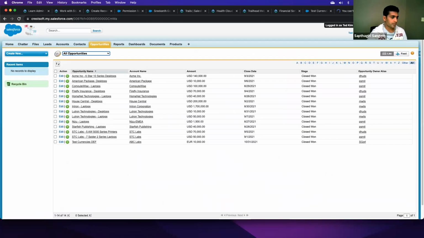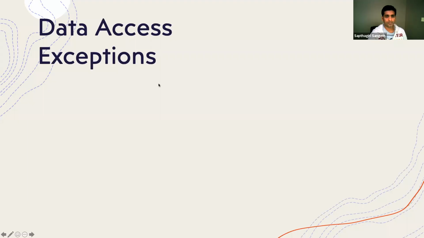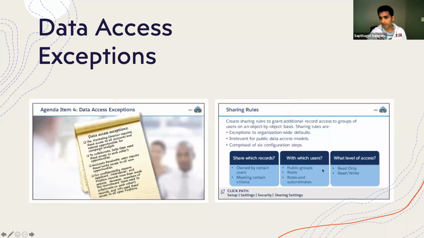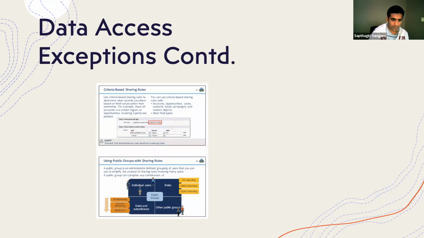So that's that. We looked at these ones. Any questions there, with either sharing criteria or owner based sharing? We looked at this one.